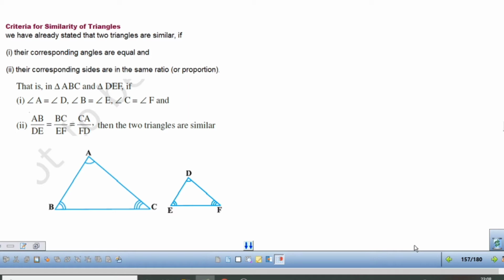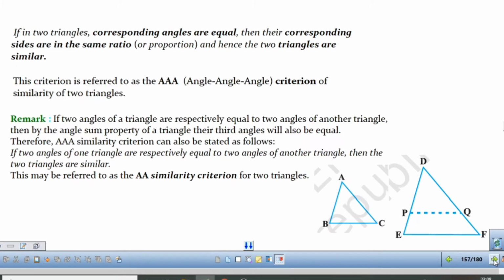Let us start with the triple A similarity criteria. This theorem states that if in two triangles corresponding angles are equal, then their corresponding sides are in the same ratio and hence the two triangles are similar.